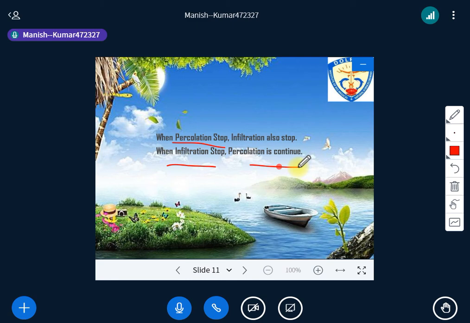If percolation is not saturated, it means the lower area is not saturated and has enough space to accommodate that amount of water, so percolation will continue. If percolation stops, obviously there should be no infiltration, because it means all the soil horizon is saturated. But when infiltration is not an issue, it means the first layer has been crossed, and percolation should continue there. So this statement provides the relation between percolation and infiltration.